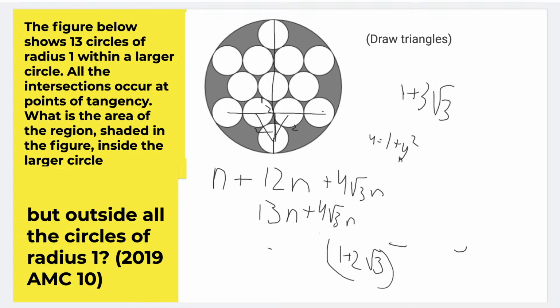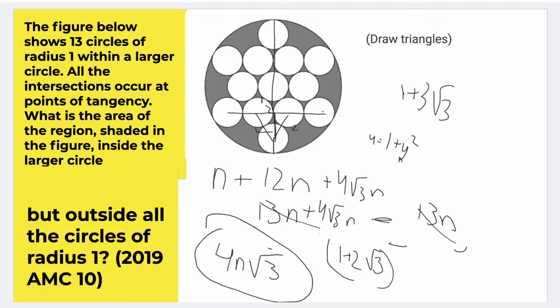So now you have to subtract the total area of these circles. The radius of each circle is 1, so it's just pi r squared. Each circle is pi, and there are 13, so 13 pi. These pi's just cancel, and we get 4 pi times the square root of 3, and that's the answer. So you saw how drawing triangles brings in the answer.